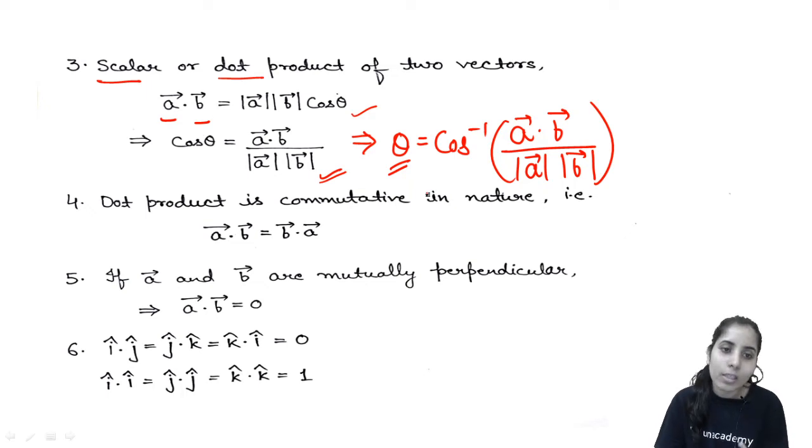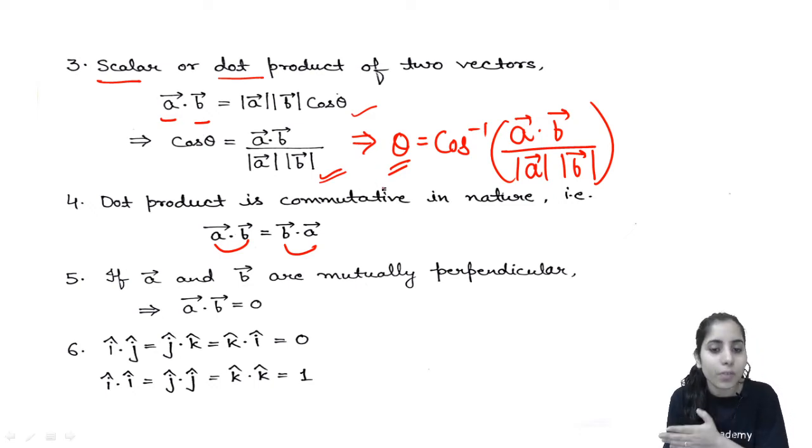Okay, next thing, dot product is commutative in nature. That means if you change the order of vectors in which you have taken the dot product, like A dot B and B dot A, we have taken the dot product but changed the order. Clear? In this case the answer will remain the same, the answer will not change. So A dot B is equal to B dot A, and that's how the dot product is commutative in nature.